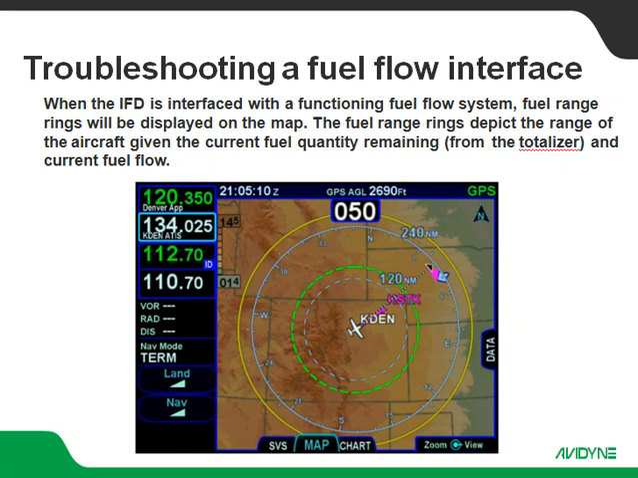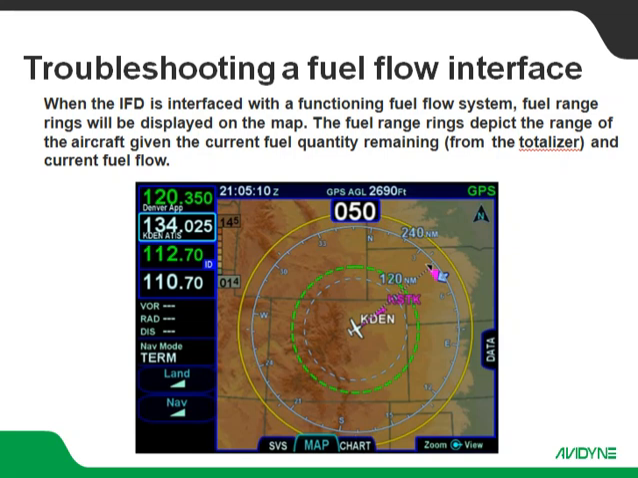Alright, so to start off with, when the IFD is interfaced to a functioning fuel flow system, we should get fuel range rings on the map in flight. Those range rings are going to depict the range of the aircraft given the current fuel quantity remaining while going by the current total fuel flow.